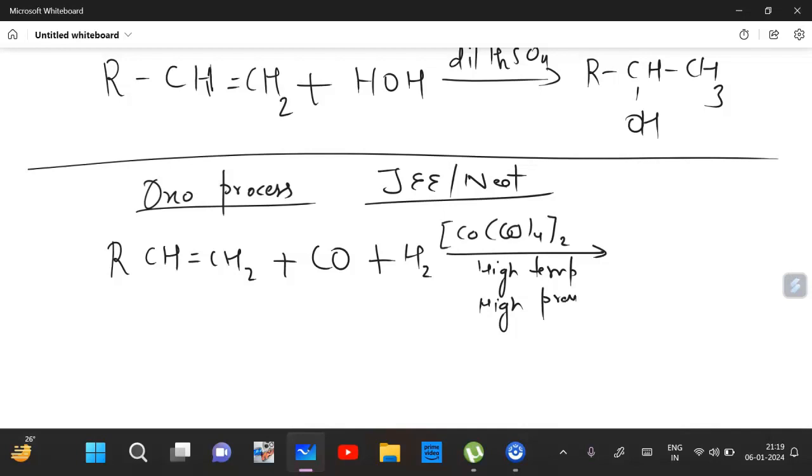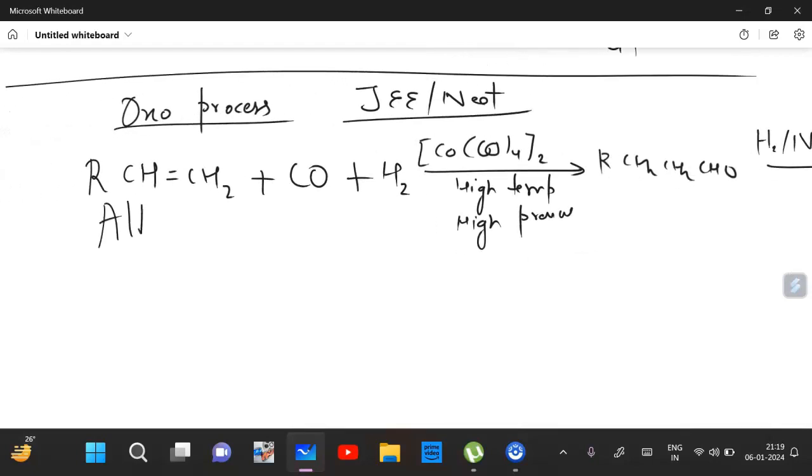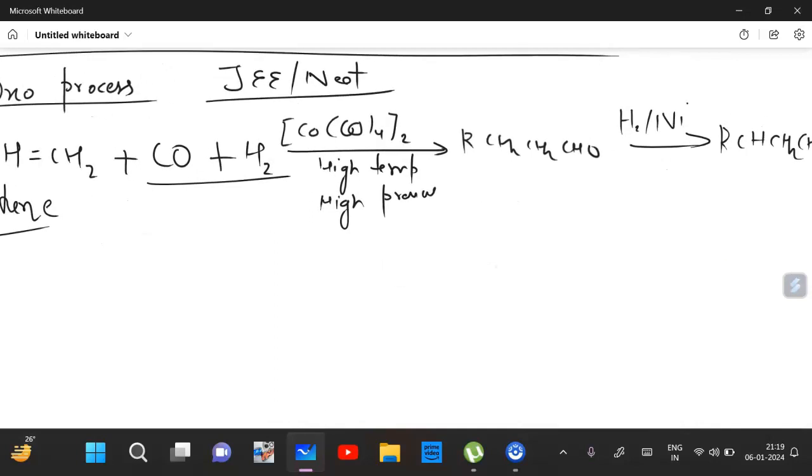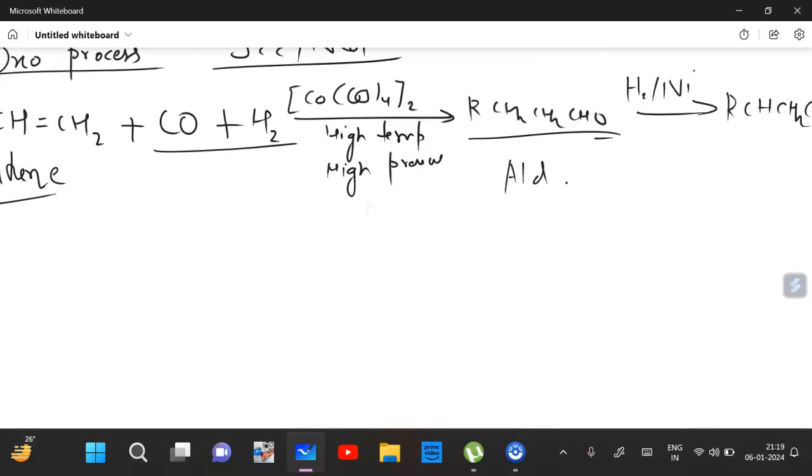It will give RCH2CH2CHO, aldehyde first, and when the aldehyde is reduced further using H2/Ni, by reduction it will give RCH2CH2CH2OH. So what we have done is treat alkene in the oxo process with carbon monoxide and hydrogen gas in the presence of cobalt salt. It will give the aldehyde first, and further reduction of aldehyde gives alcohol. This is a very good reaction also.